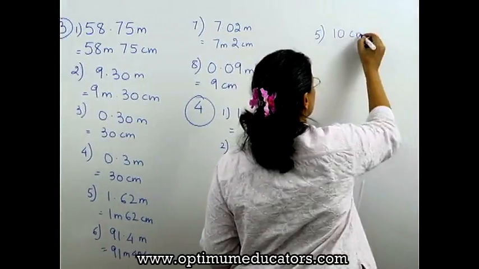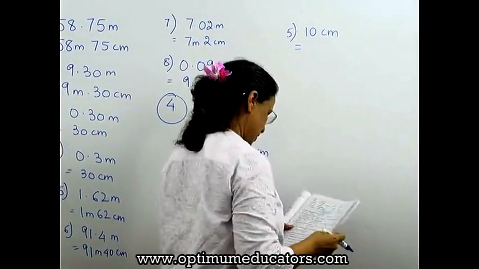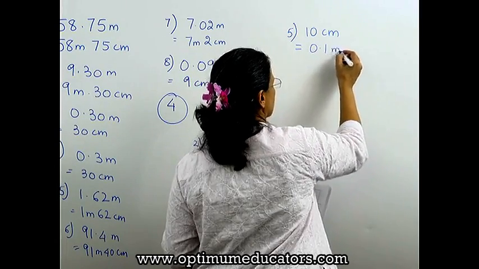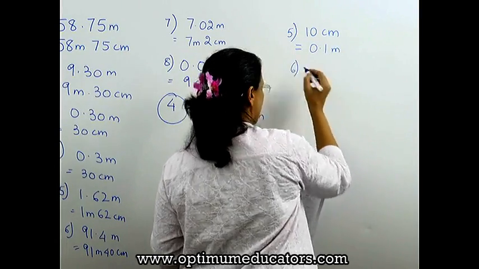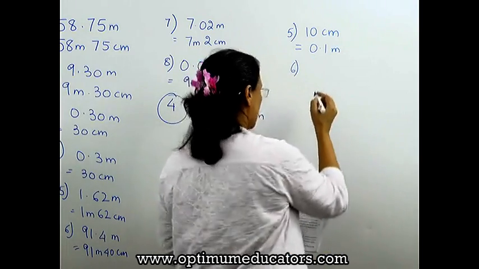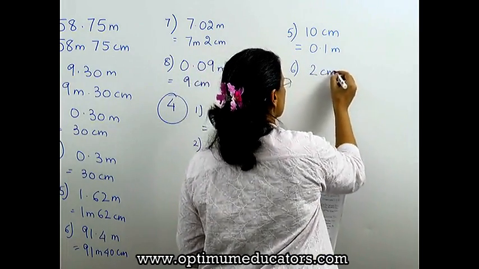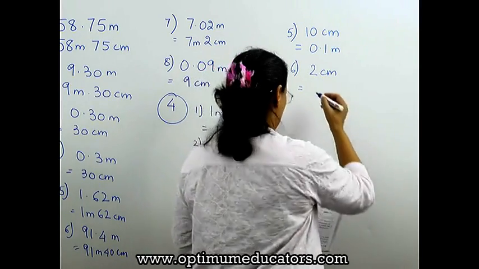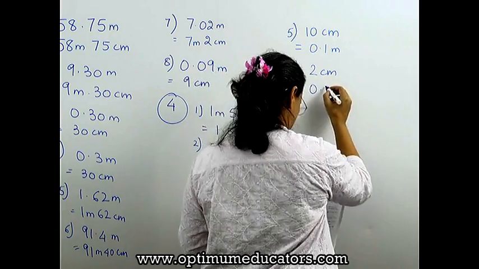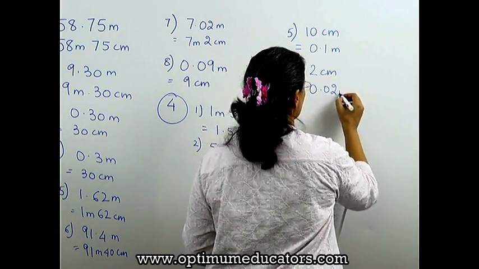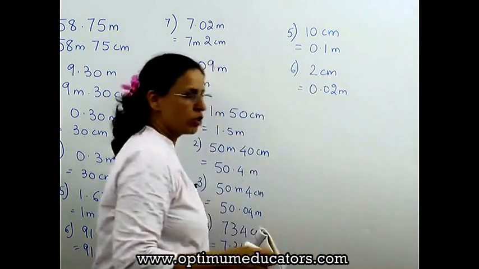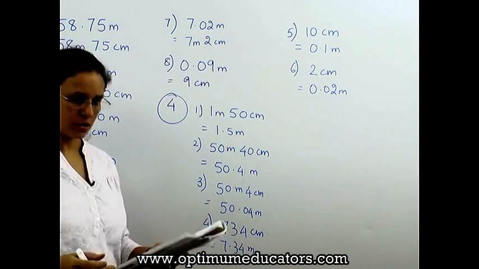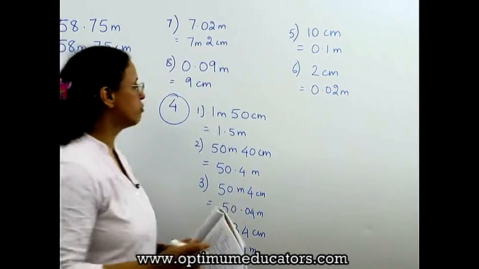10 centimeters is given to you. How will you write it? 0.1 meter. Next, the sixth one, 2 centimeters, you will write it as 0.02 meters. Check if you have got it correct. All the 6. Have you written the answers? Check it. Now we are going on to fifth one.